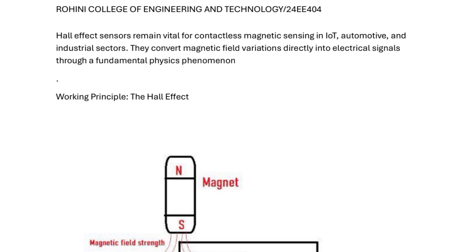So what is the principle of this Hall effect sensor? They convert magnetic field variation directly into electrical signal through a fundamental physics phenomenon. So the main principle of the Hall effect sensor is to convert magnetic field variation directly into electrical signal.